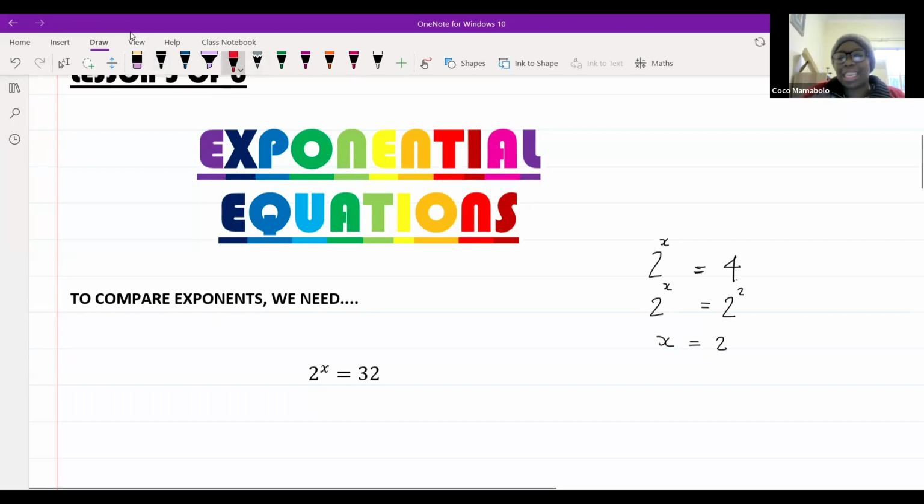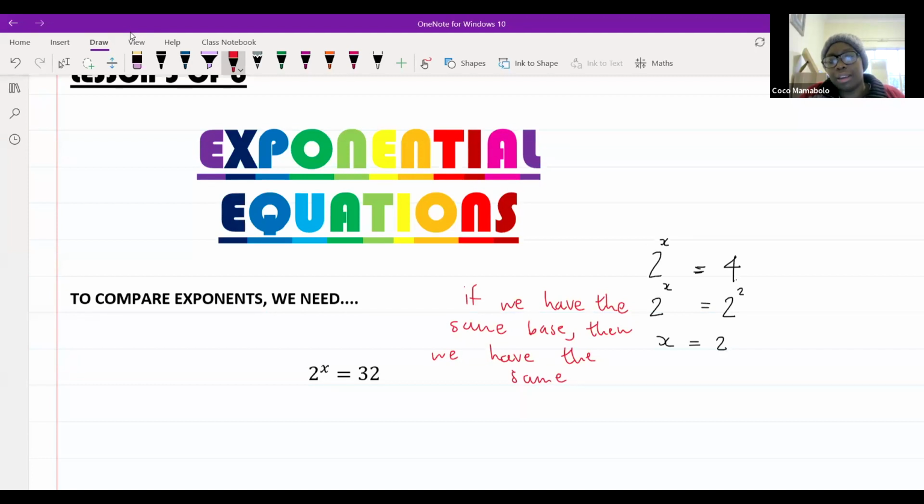So what I'm actually getting at here is if we have the same base, then we have the same exponent. Okay. So if my bases are equal, then my exponents are equal. Just like here. This is 2, that is 2, therefore that and that must be equal to each other. And that's basically how exponential equations work.